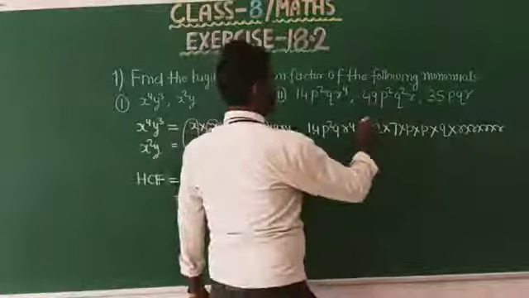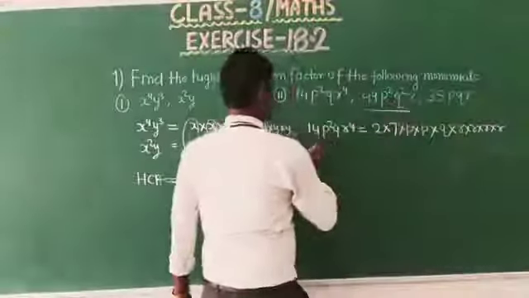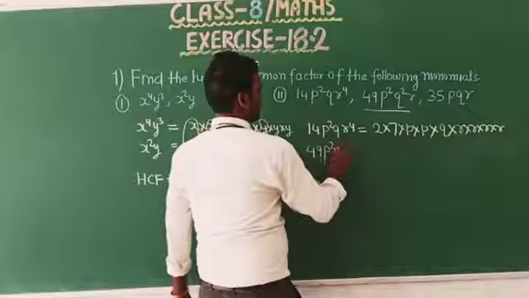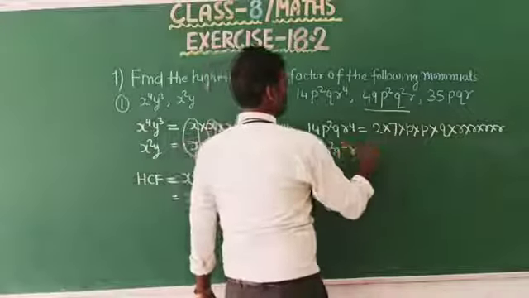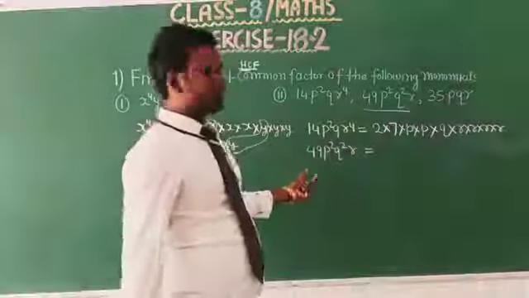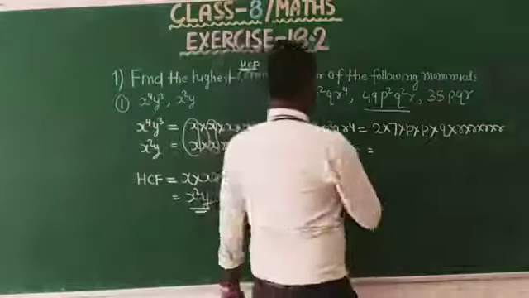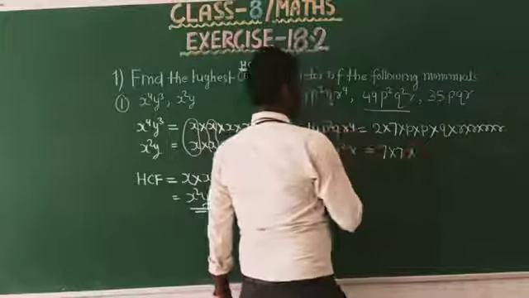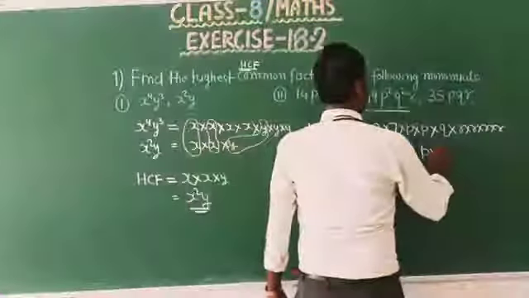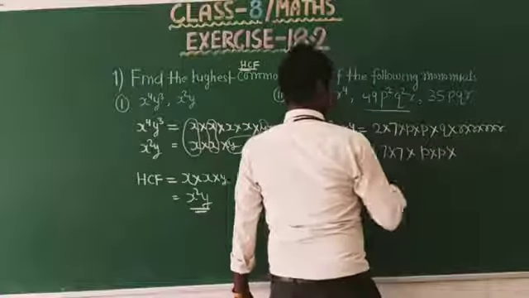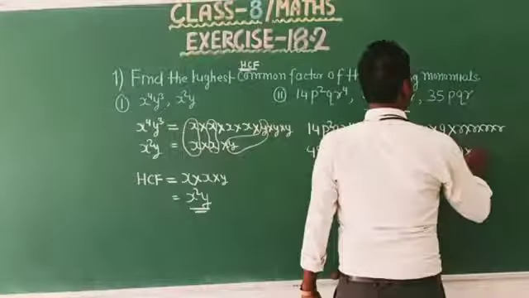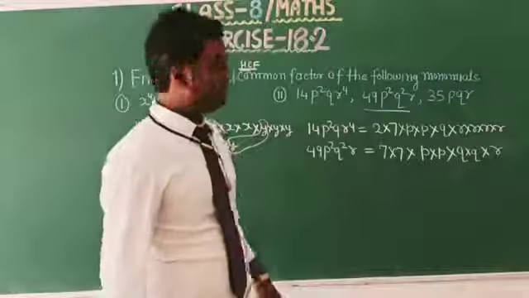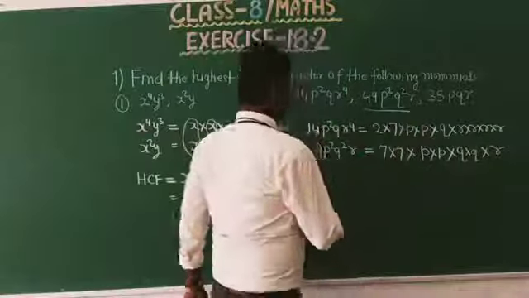The second expression is 49p square q square r. Okay, so 49 is written as 7 into 7 into p to the power 2 means p into p, and this is q into q and r. Okay, and next is 35pqr.